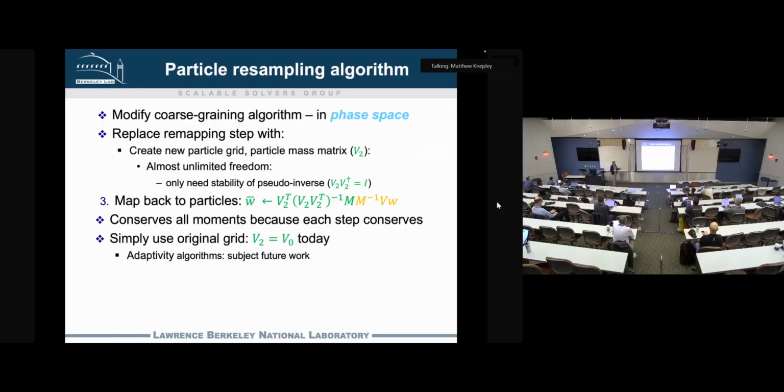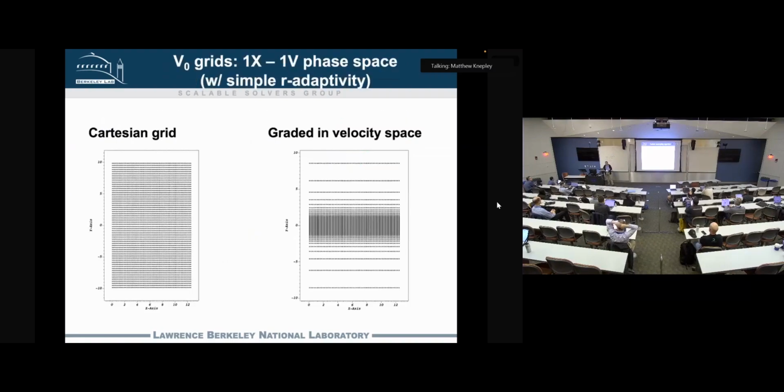So today I'm not going to be talking about AMR strategies per se. I'm just going to be talking about sort of the mechanics of doing this. So for the examples that I'm going to be using, I'll just use the initial particle grid as the resampling grid every time. This is an example of the grids we'll be using.